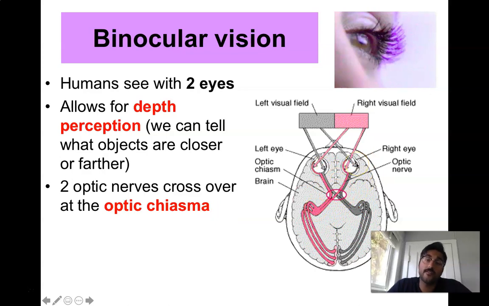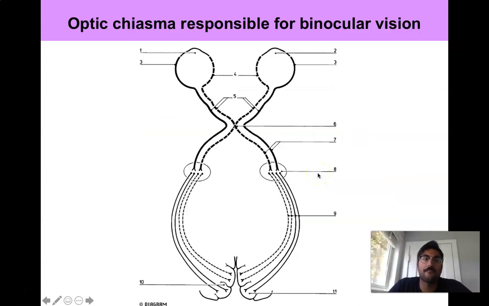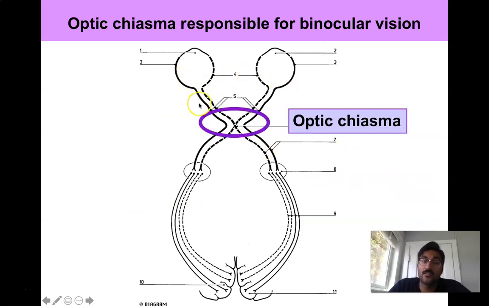Because remember, from a previous video about the organization of the brain, what the left eye sees, the right brain processes. What the right eye sees, the left side of the brain processes. So they have to cross over to their respective sides of the brain through a junction called the optic chiasma. The optic chiasma is just this point where they flip-flop back and forth. It is responsible for binocular vision. It combines what the left eye sees with what the right eye sees and then transmits that information to the proper side of the brain.